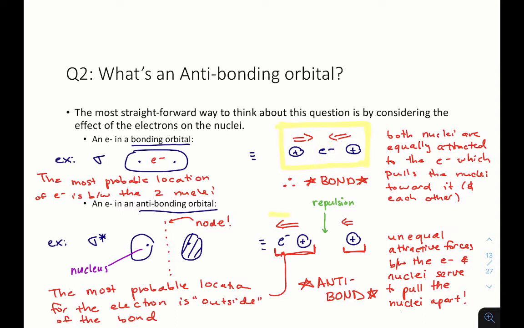And in an antibonding orbital, the electron is more likely to be on the outside of the bond. So one nucleus is pretty strongly attracted to it, and the other one is not as strongly attracted to it since it's farther away. And that serves to pull the nuclei apart, which is the opposite of a bond, hence an antibonding orbital. Now, yes, this is an oversimplification, but I think when you think about it this way, it starts to make a little more sense about what in the world an antibonding orbital is.